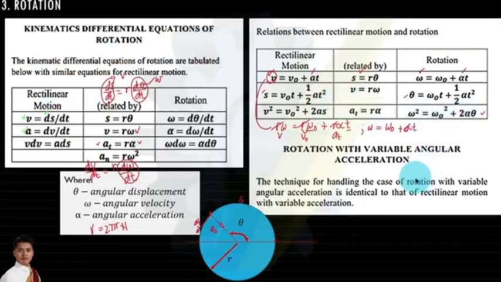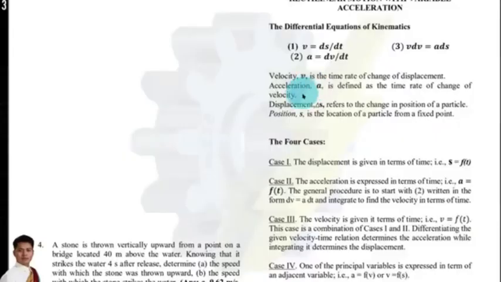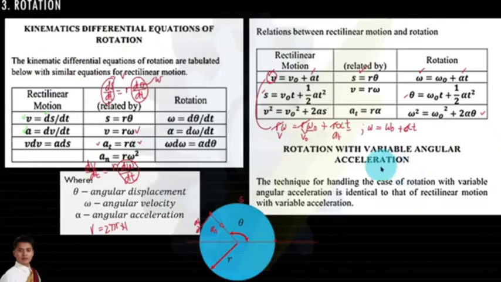Next, we also have the rotation with variable angular acceleration. This is somewhat similar to our earlier topic, rectilinear motion with variable acceleration, wherein we have 4 cases. Here, instead of using s, we will use theta, a is alpha, and v is omega. The same procedure, the same steps, will be used in solving rotation with variable angular acceleration. So let us solve some problems.